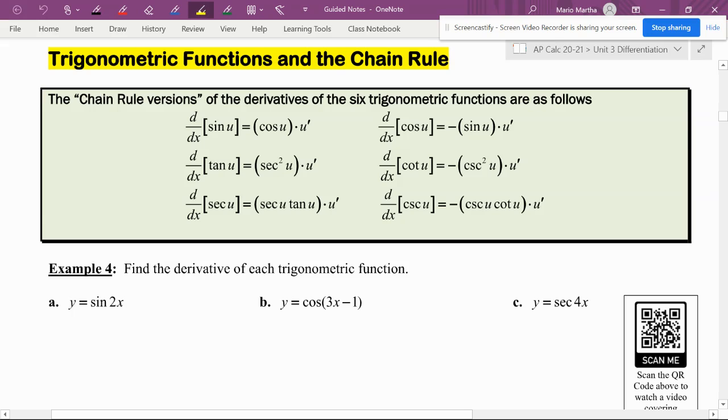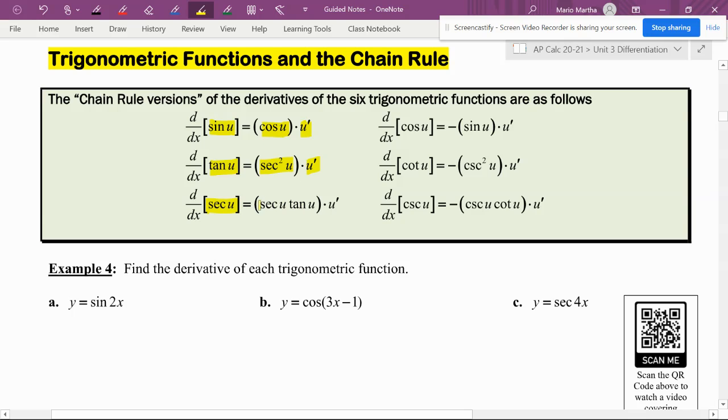So the derivative of sine of u is going to be equal to, again, cosine of u times u prime. So whatever u is, you're going to take the derivative of that, and then multiply it times the derivative of sine of u, right? Same thing, so the derivative of tangent of u is equal to secant squared of u times u prime.